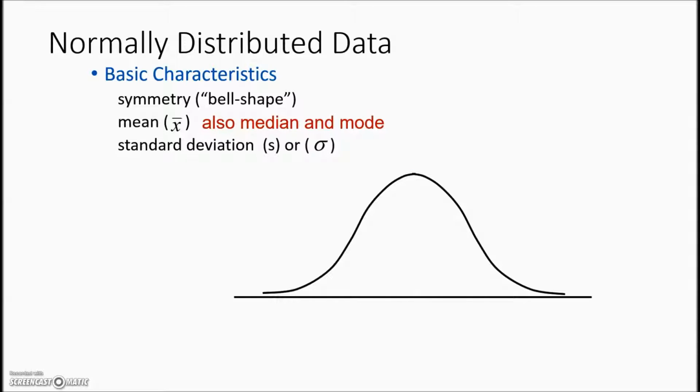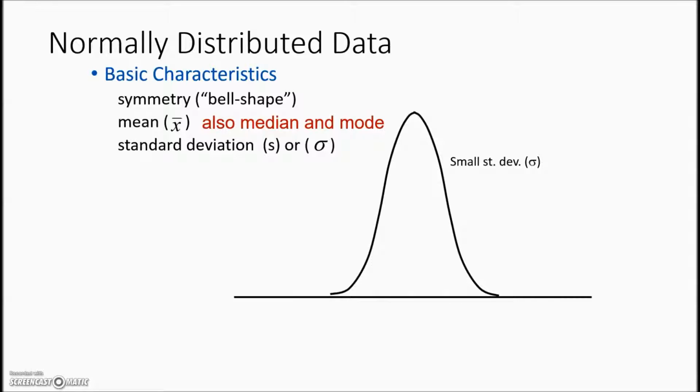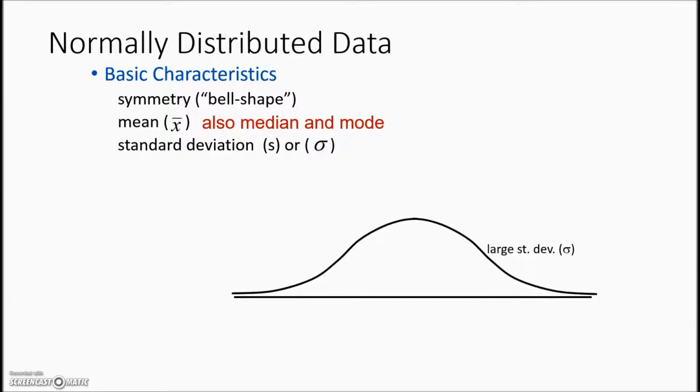The standard deviation is indicated by the shape of this normal distribution. It still will be bell-shaped, but if it has a small standard deviation, the span will be short, versus if we have a large standard deviation, it's more pancaked or flattened out over a larger range because the standard deviation is a bigger value.